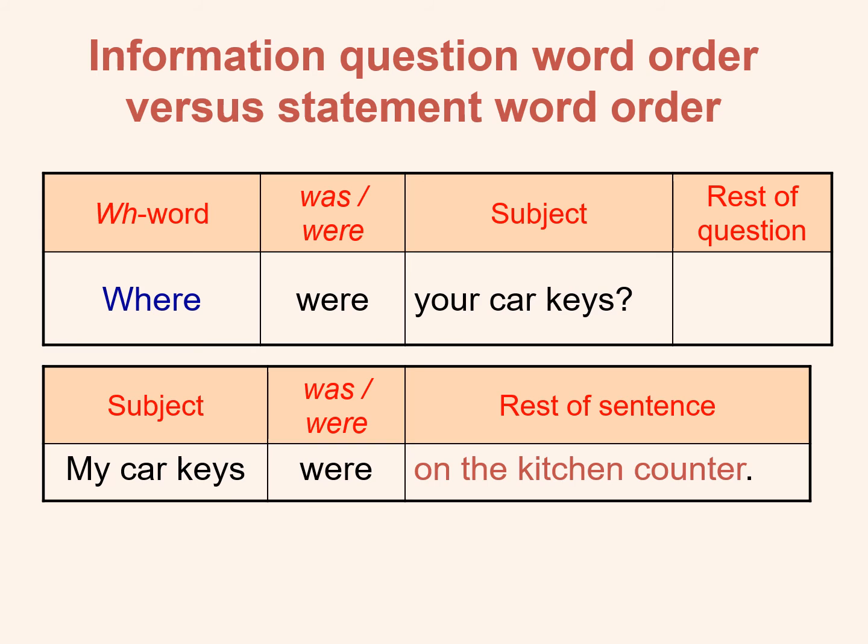On this slide, we can see the contrast between the word order in most information questions where we get a WH word or phrase, then was or were, and then the subject. Where were your car keys? The answer to the question, a sentence that is not a question, we get my car keys were on the kitchen counter. Again, notice that in the question, the subject comes after was or were, but in the sentence that's not a question, the subject comes before was or were.